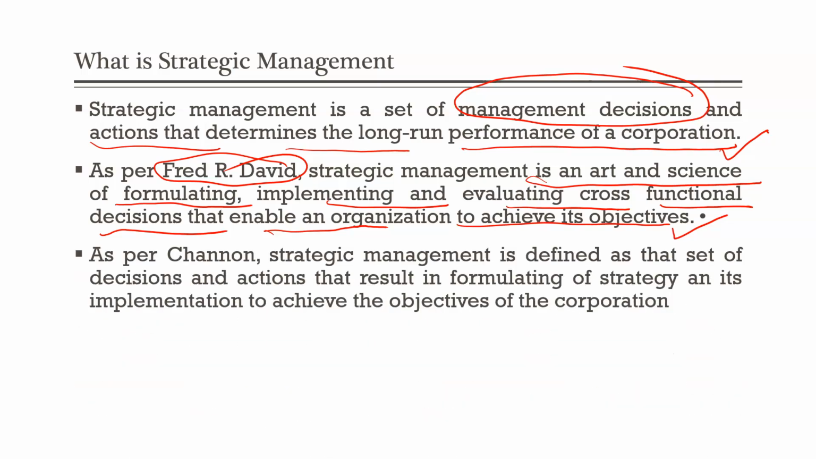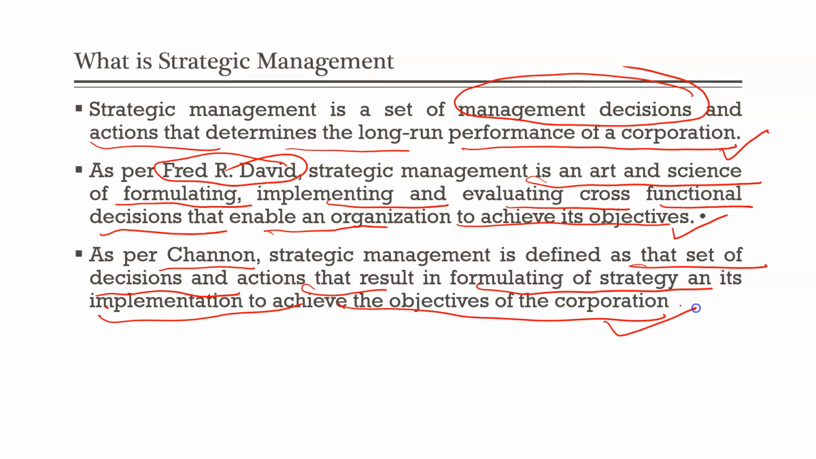Let's talk about another definition that was given by Channon. Channon says that strategic management can be defined as a set of decisions and actions that result in formulating a strategy and its implementation to achieve the objectives of the corporation. Very much similar to the above definition. Most of the time we take some decisions, we take some actions, we formulate some strategies, we try to implement them, and we try to control them from time to time in order to fulfill our objective.